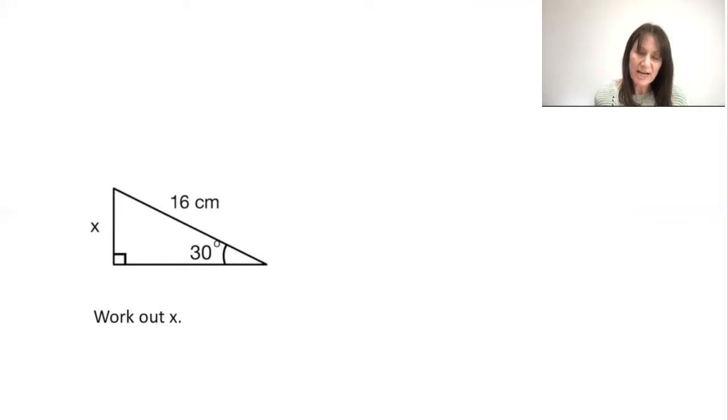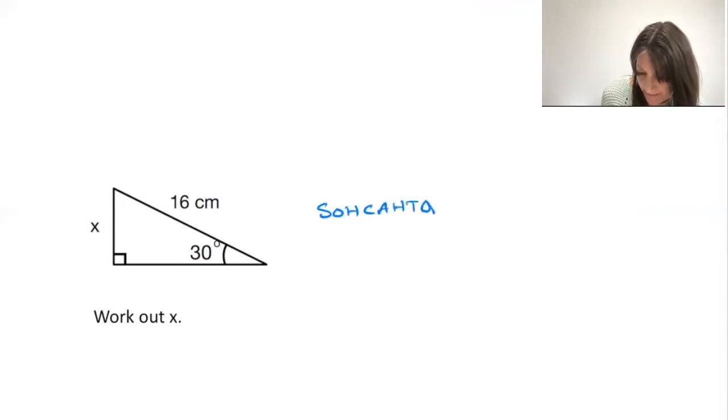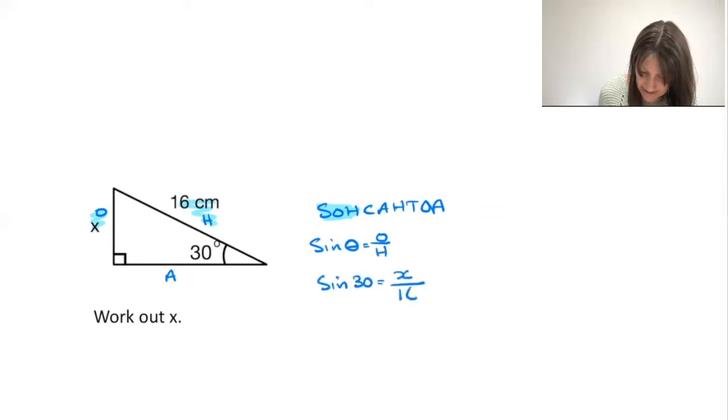Okay, so this is trig. I need to find a missing edge. So it's SOHCAHTOA. That's my opposite. That's my hypotenuse. That's the adjacent. Don't even really need to label that on. It's got no value on the edge, so it's not going to help me. The O and the H are the two edges with information, so we are going to be using sine. So sine theta is O over H. My angle is 30. My opposite is X. My H is 16.